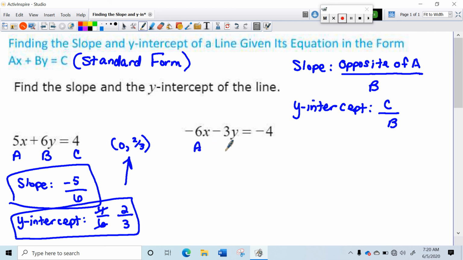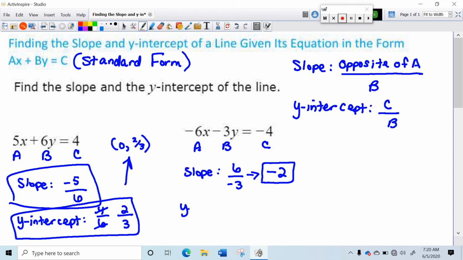Okay, I have a, b, and c. So my slope is the opposite of a. So the opposite of negative 6 is positive 6 over b. b is negative 3. Simplify. Okay, there's a negative on the bottom, but there's no negative on the top to cancel it out, so it stays negative. And to divide, 6 divided by 3 is 2. So the slope is negative 2.